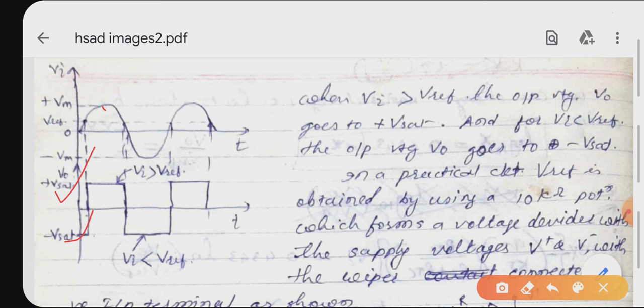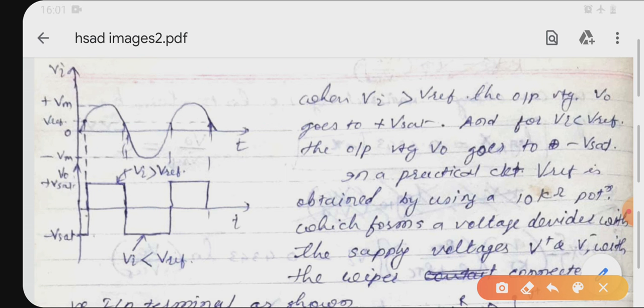So for this positive peak you are getting this positive output 1, and for the negative peak you are getting this square wave of 0. Okay, so for Vi greater than reference voltage, that means this portion which is above the reference voltage, you are getting the output 1, and for Vi less than reference voltage you are getting the output 0.